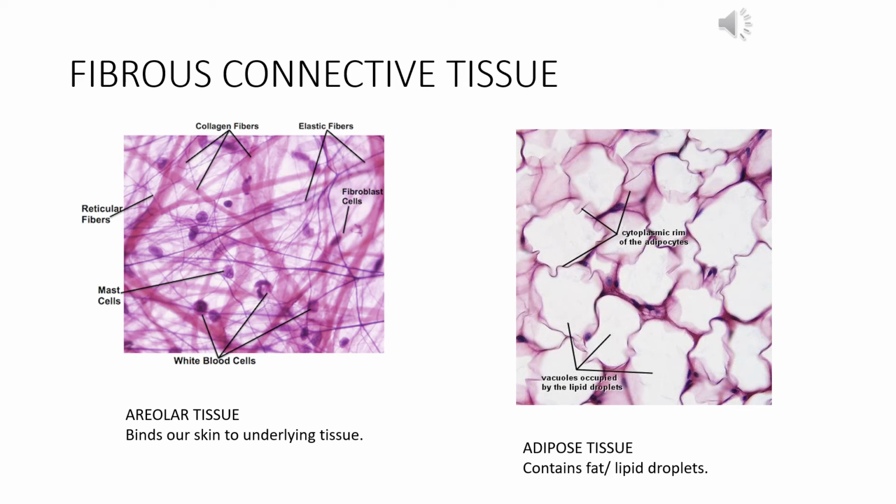The second type of fibrous connective tissue is called the adipose tissue. Adipose tissue contains or stores the fat or lipid droplets in our body. In the picture, we can see that there are the central white portions, and surrounding the white portion there is a light purple colored ring structure. That ring structure is the cytoplasm, and the central white portion is the lipid or fat droplets. So these are the fibrous connective tissue, areolar tissue and adipose tissue.